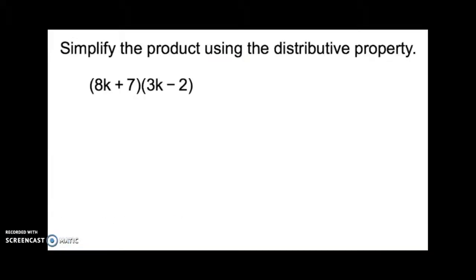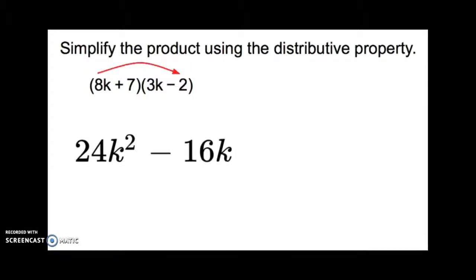Number 5 says to simplify the product using the distributive property. So let's do that. So what we're going to do is multiply 8k to both of these terms here and multiply 7 to both of these terms. So starting with the 8k times 3k would be 24k squared. Now we have 8k times negative 2, that would be negative 16k.